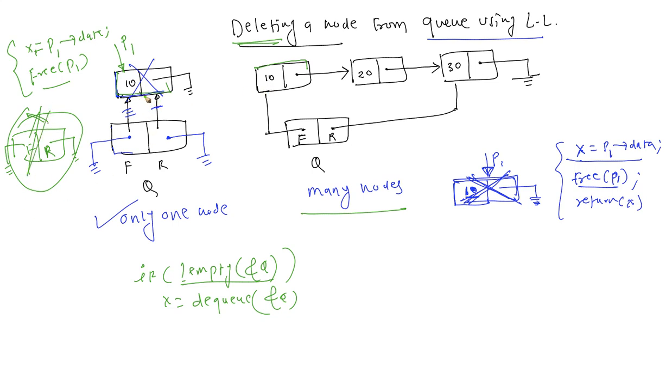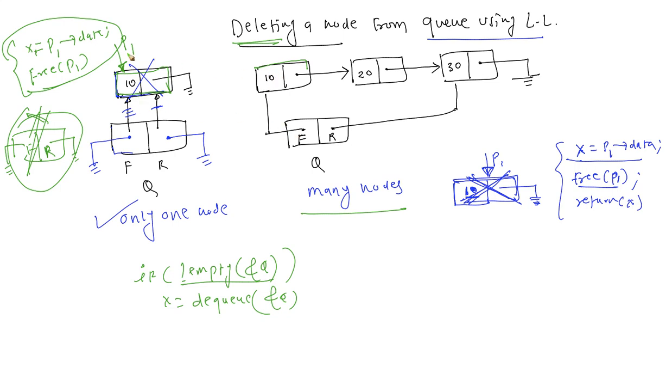In both situations, I'll have a pointer p1 pointing to the node which I want to delete. The queue is not empty; it's either containing only one node or many nodes. So in both situations, I will have pointer p1 pointing to the node where f is pointing, because I want to perform deletion from the f end, by using f.